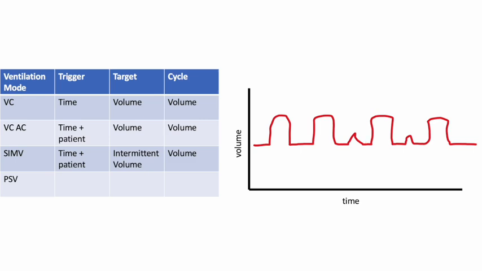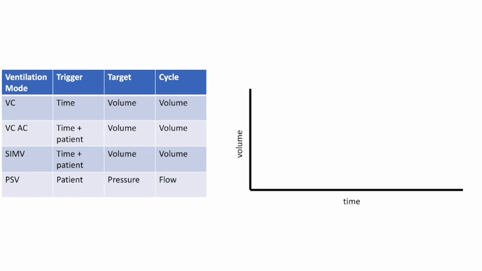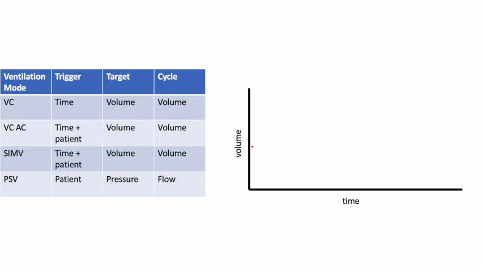So this is much more comfortable than VCAC, and it's better tolerated at lower levels of sedation, and it's good for weaning patients from the vent because, in part, they're just breathing spontaneously on their own. And then the final mode that we'll talk about is pressure support ventilation. So this is another setting that you'll see very commonly in the ICU when trying to wean patients from the vent. And in pressure support ventilation, we can see here the trigger is purely the patient. There is no time component.